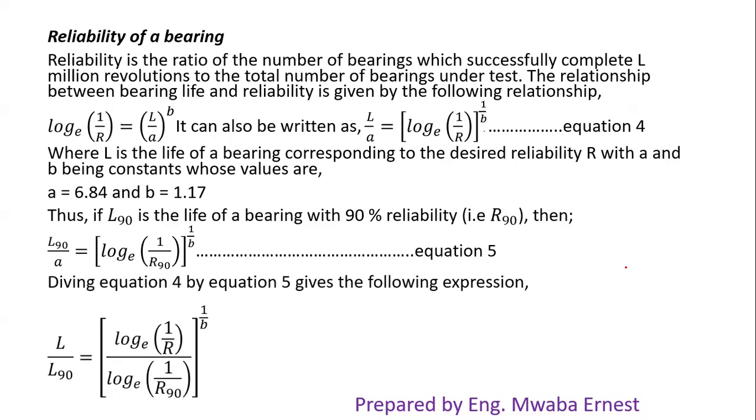Now comes the equation we're looking for. So we can have L over L90, L being the one we're looking for, it could be the one we want to make the subject. Then L over L90 is equal to log e of 1 over R, then over log e of 1 over the R90 that has been specified, then everything raised to power 1 over B.